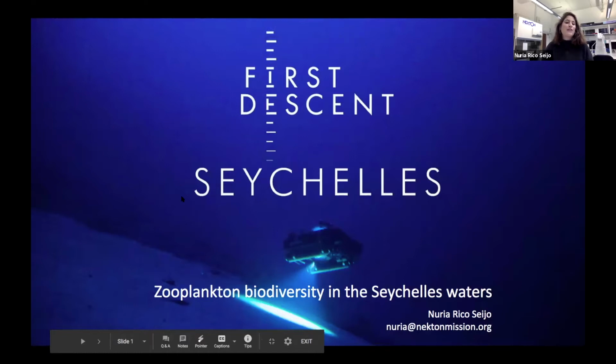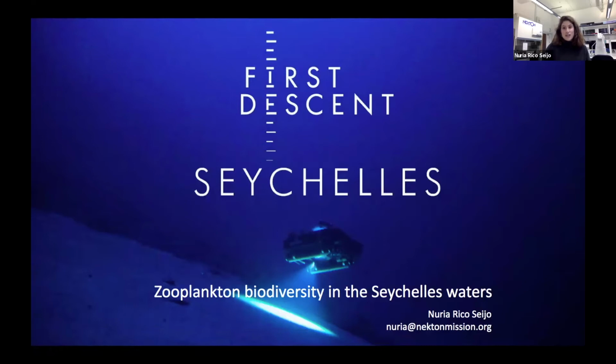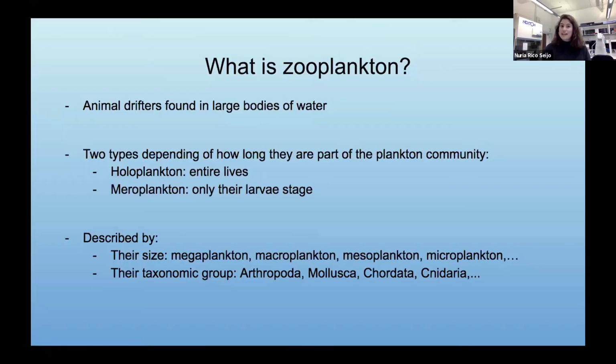And okay, so let's start with zooplankton biodiversity in the Seychelles waters. So first of all, let's talk about what is zooplankton. Well, the definition could be animal drifters found in large bodies of water. By large bodies of water, we're saying that we can find them in marine ecosystems and also in freshwater ecosystems. And by animal drifters, we're saying that they're able to swim, but they cannot swim against currents.